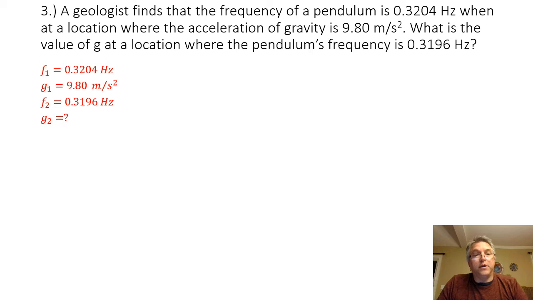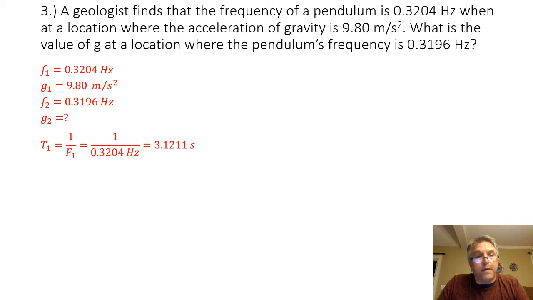To find the period of the pendulum at the first location, I simply take the reciprocal of the frequency of the pendulum at the first location. And when I do that, I will have a period of 3.1211 seconds. Notice I've carried my decimal to 4 places, and that'll be important to help me get an accurate answer to 3 significant figures later on.